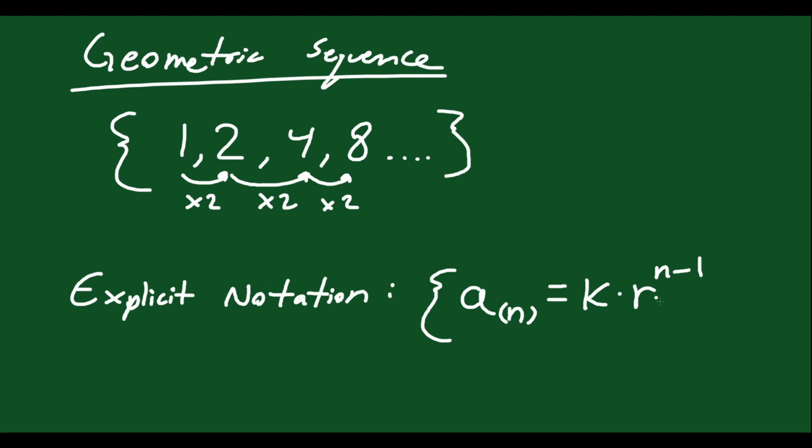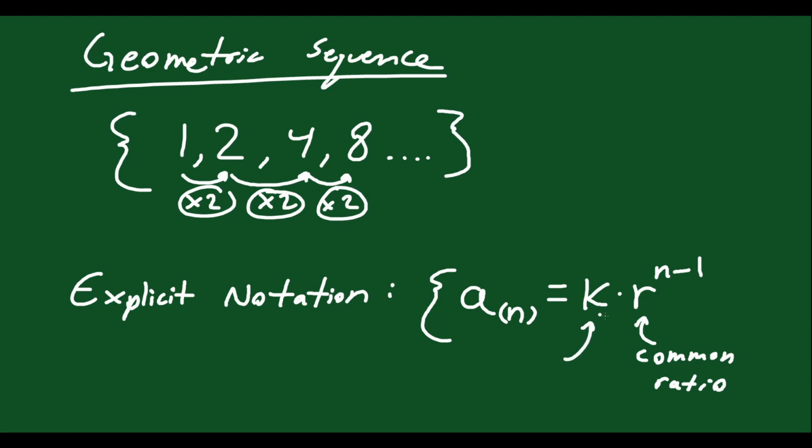Your r value represents the common ratio. In other words, the number that you're multiplying each time, right? This times 2. 2 would be your common ratio for this example. And then your k value represents the first term.